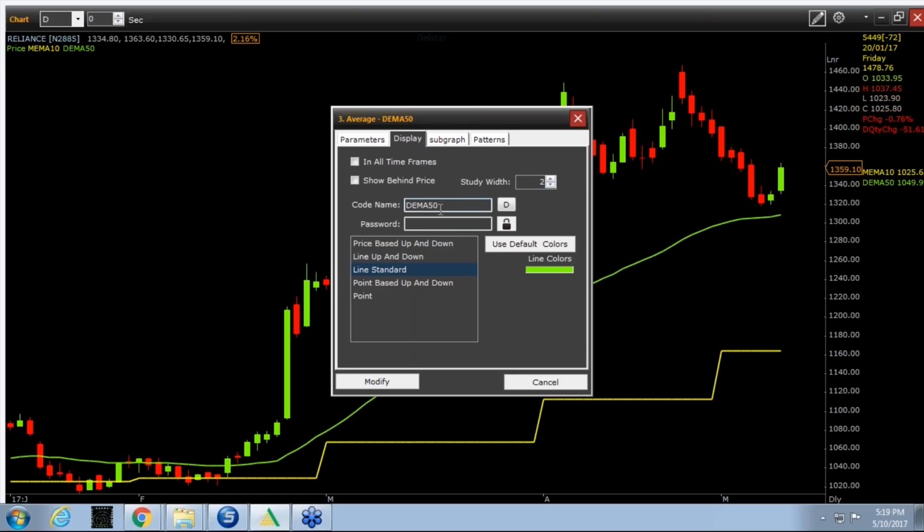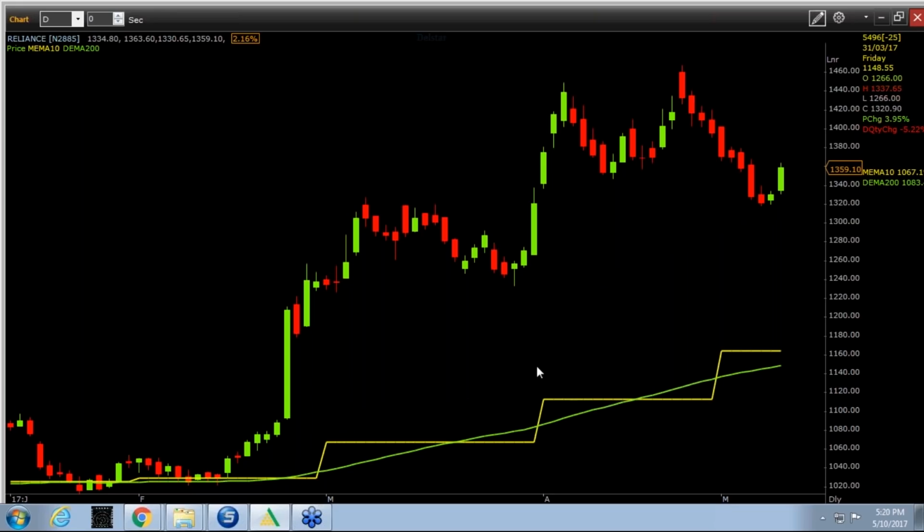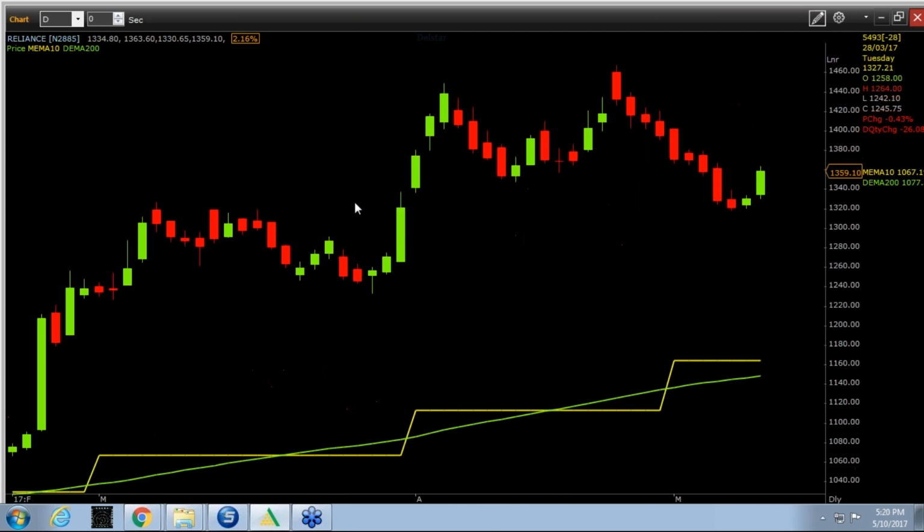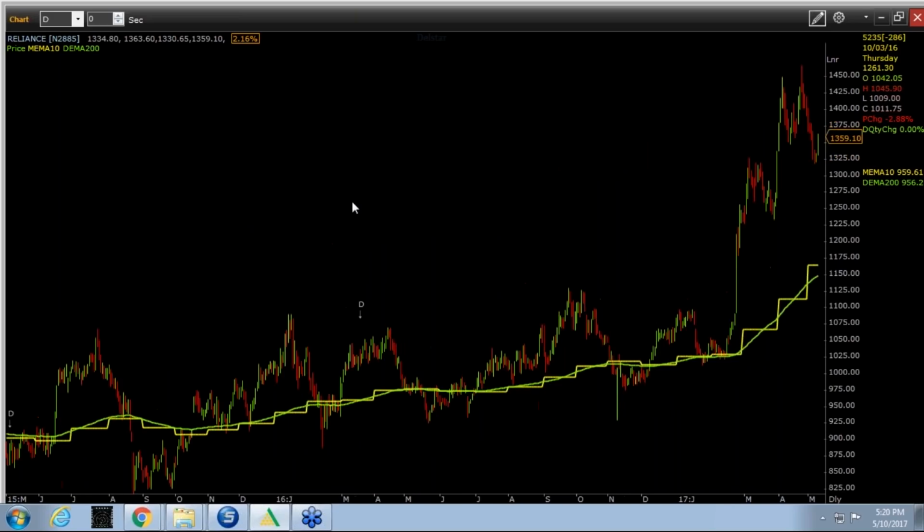So we now go and change this DEMA 50, we'll make it as 200. We go to display and we just change this name to 200 and we do a modify. So you're finding that more or less it is matching, but what we have seen is that if you use this exponential, the monthly exponential on a daily, that is even better.